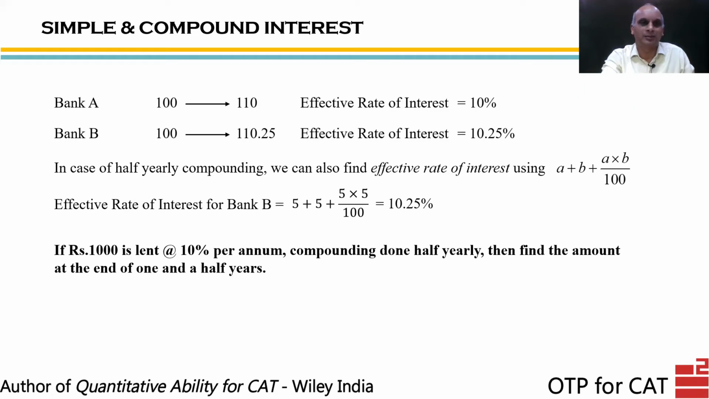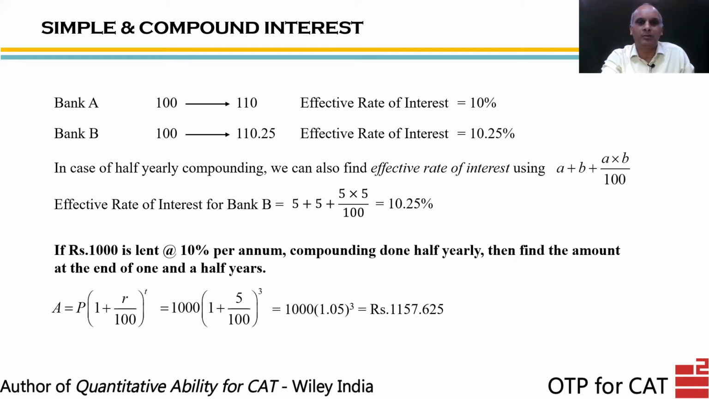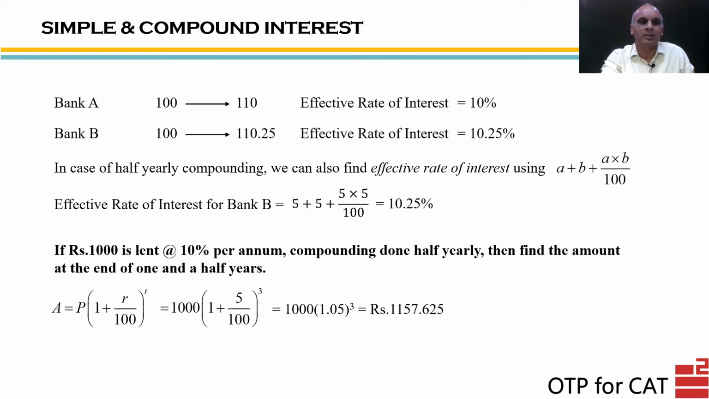Let's take an example. In this question, the time period is 1.5 years and compounding is done half yearly. Immediately, I can say that R will be taken as 5% and the time period will be taken as 3, because there are 3 half-year periods in 1.5 years. So we get this value and upon calculations, my amount comes out to 1157.625.